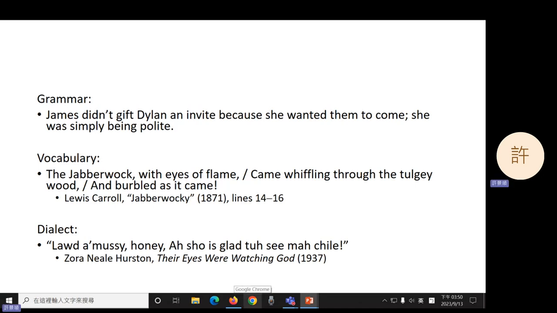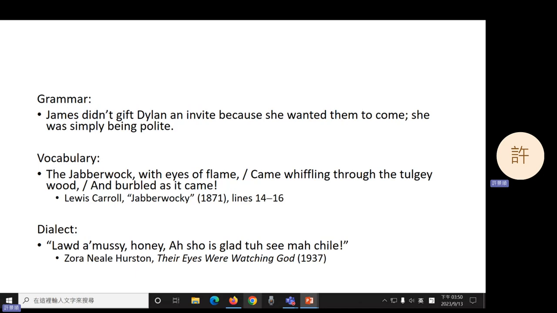The Jabberwock with eyes of flame. Jabberwock begins with a capital J, and in terms of grammar, it is the subject. So it's some kind of person, or it has eyes of flame, so it's a creature, maybe. And it's probably a scary creature or a powerful creature.